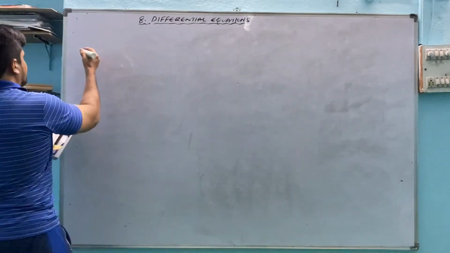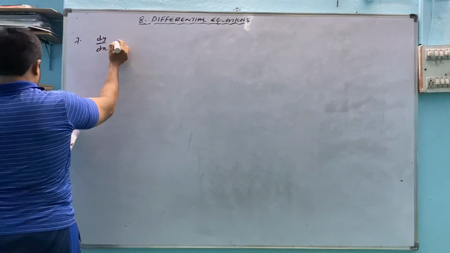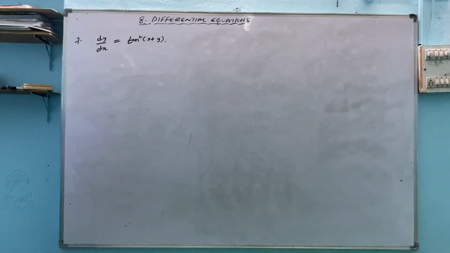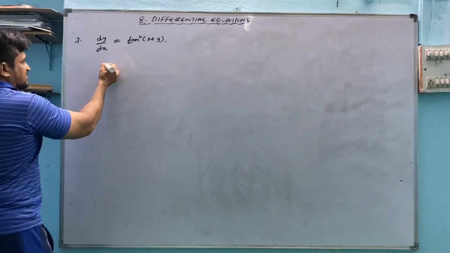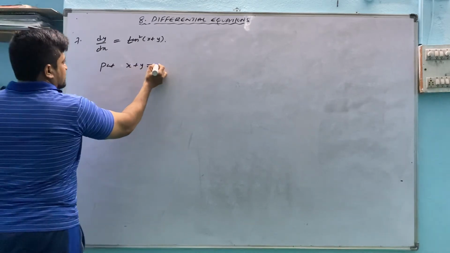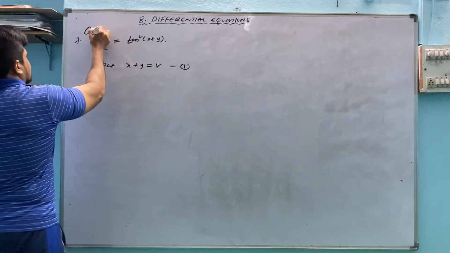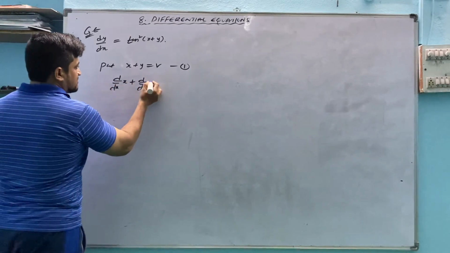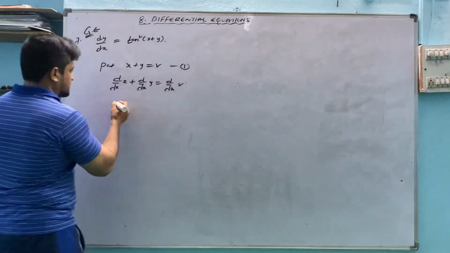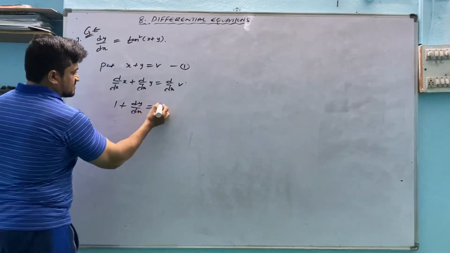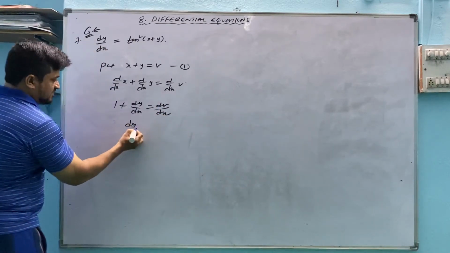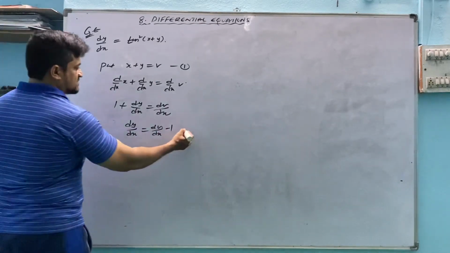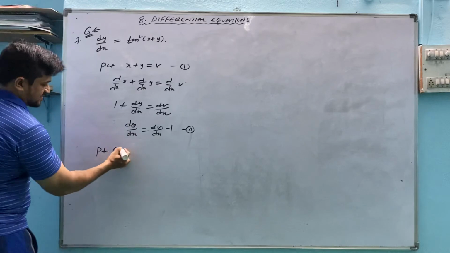Last problem of the unit. Directly we find x plus y here. This is the given equation. Differentiating both sides. 1 plus dy by dx equals dv by dx. So dy by dx is dv by dx minus 1. Now this 1 and 2 we have to substitute in the given equation.